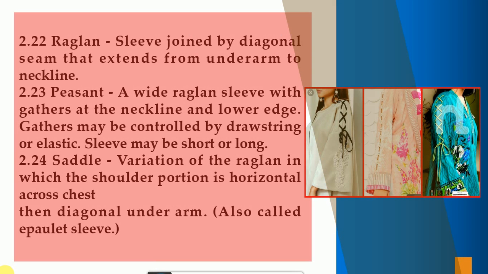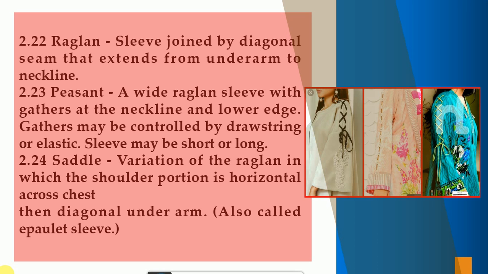2.22 Raglan, sleeve joined by diagonal seam that extends from underarm to neckline. 2.23 Peasant, a wide raglan sleeve with gathers at the neckline and lower edge. Gathers may be controlled by drawstring or elastic. Sleeve may be short or long.